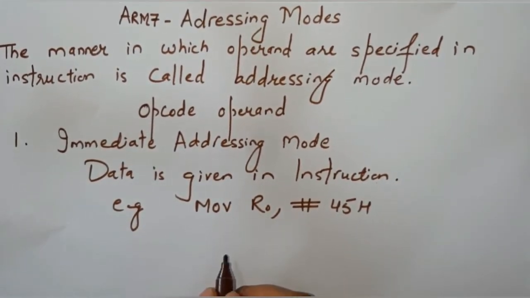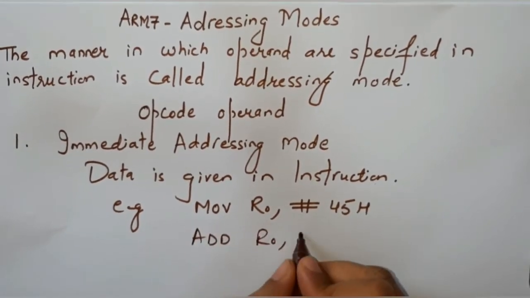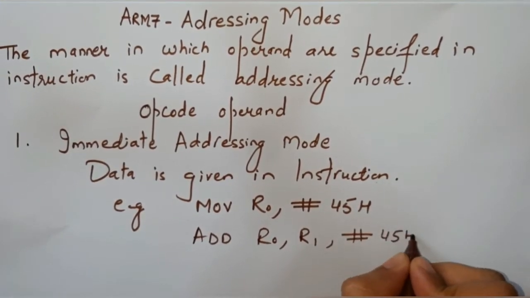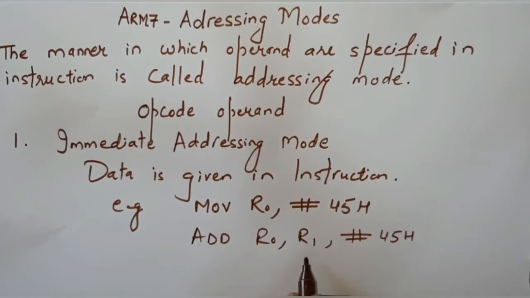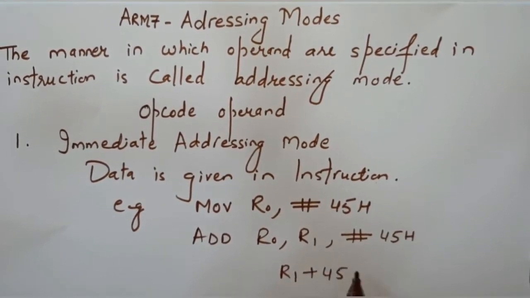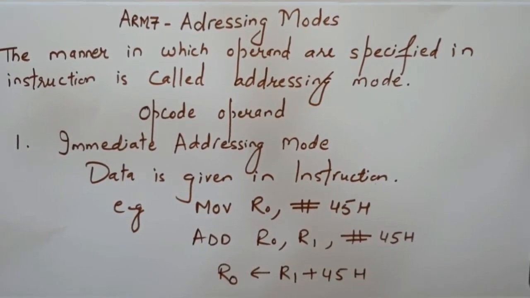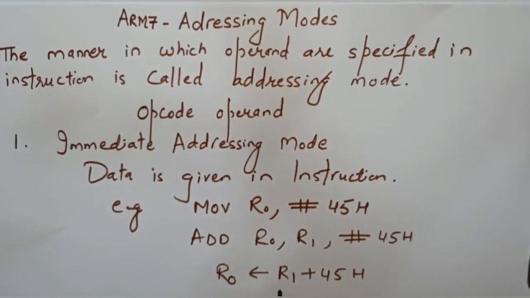We take another example. ADD R0, R1, #45H. This means the value 45 will be added to the register R1 and the result will be stored in the register R0 itself. Whereas in 8051 the result was stored in the accumulator.